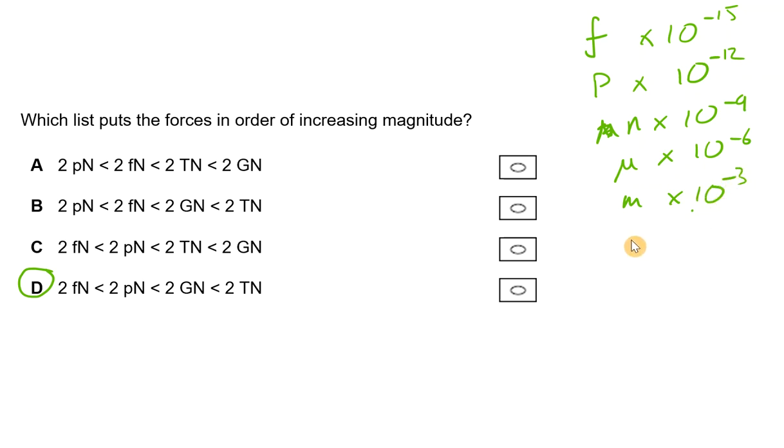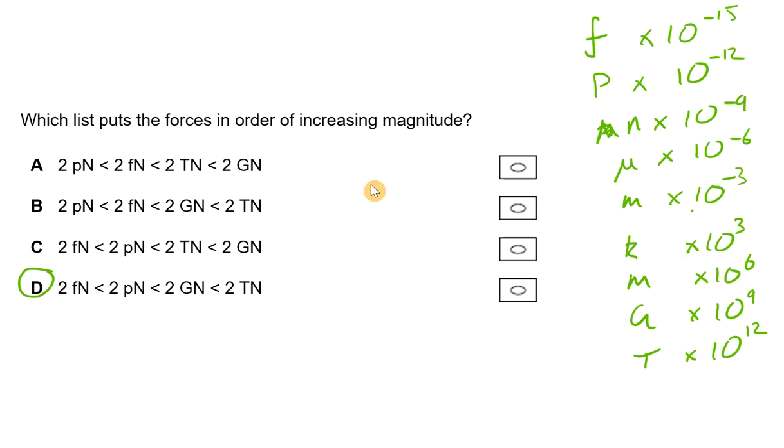Then we start getting the bigger numbers. K is for kilo, which is 10 to the 3. Big M is for mega, which is 10 to the 6. G is for giga, which is 10 to the 9, and T is for tera, which is 10 to the 12. Okay, so these are the ones you've got to know.